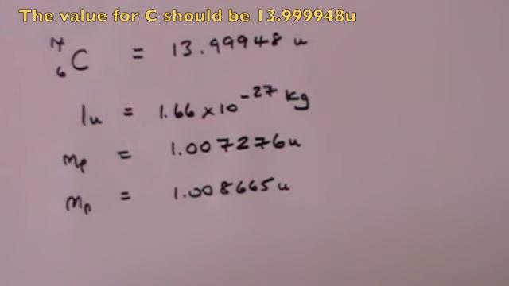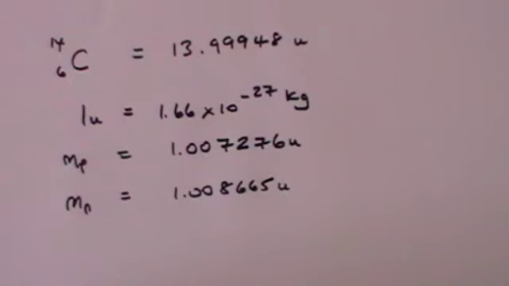Question 12. We're told that the mass of a carbon atom, which has 14 nucleons and 6 protons, is 13.999948 atomic mass units. And one atomic mass unit is equivalent to 1.66 times 10 to the minus 27 kilograms. We're told that a proton has a mass of 1.007276 units, and we're told that the mass of a neutron is 1.008665 units. And the first question is, what is the mass deficit of the carbon atom?